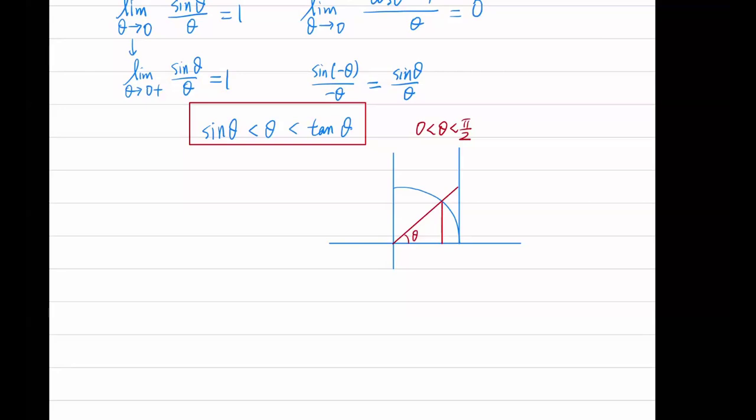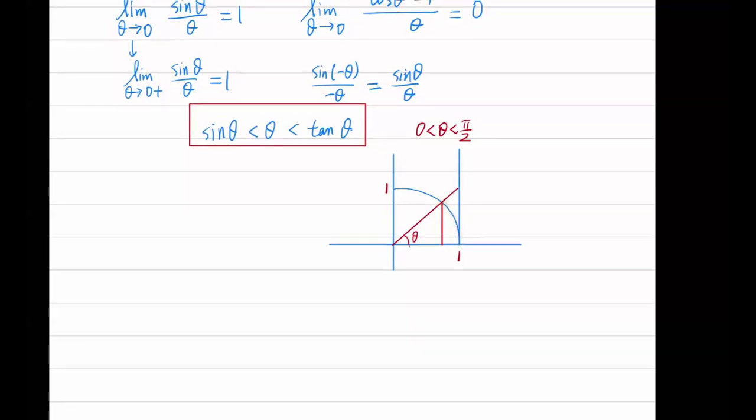Okay, so now we consider a circular arc of radius 1. If this angle is theta, it means that the length of this arc is theta. That's the definition. So we go to this theta, and this sine theta. And tangent theta is this.